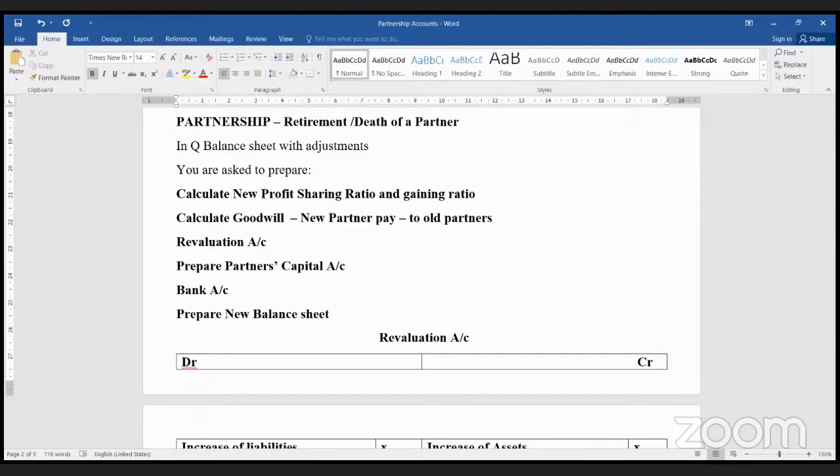Who pays goodwill to whom? This is admission. Now in retirement, can anyone guess? New partner pays to old? There is no new partner only. There is no retirement. No, all are old. One is retiring. Who pays to whom? No, continuing partners. Whoever the partners continuing pay to the retiring partner.